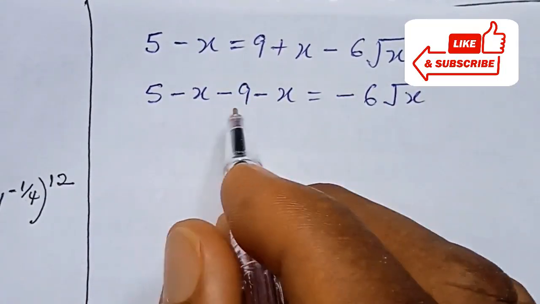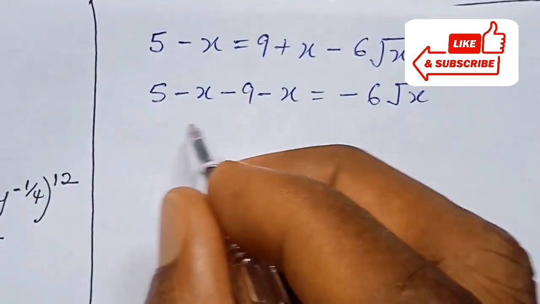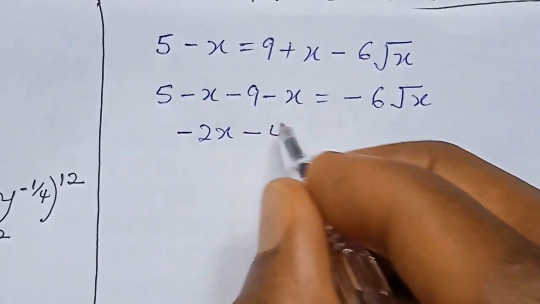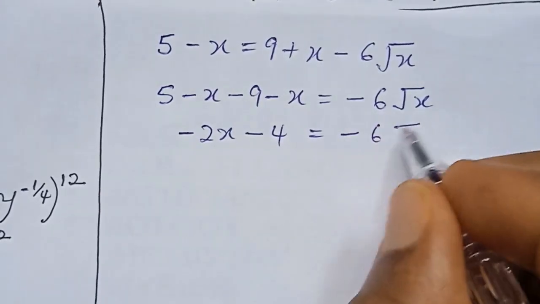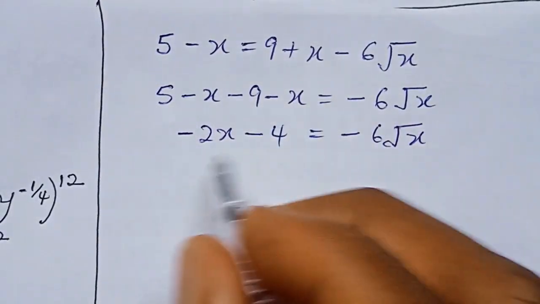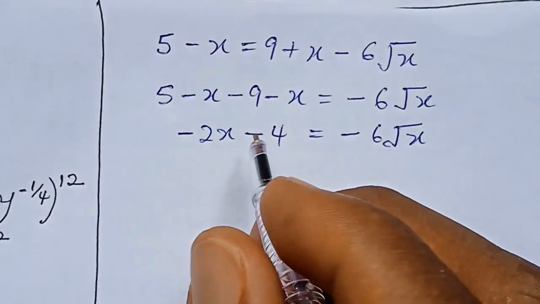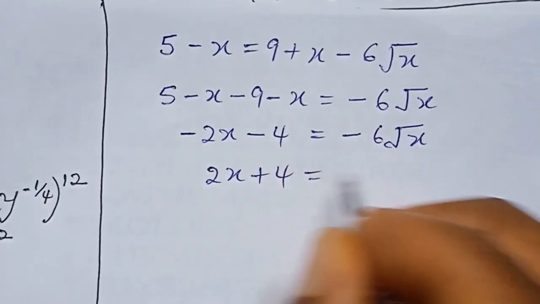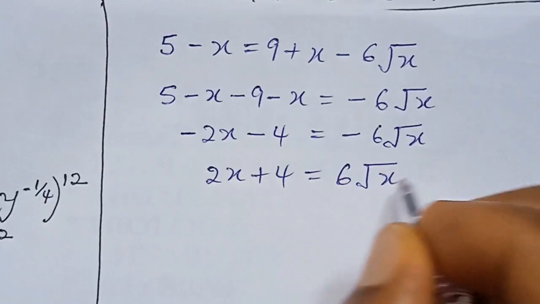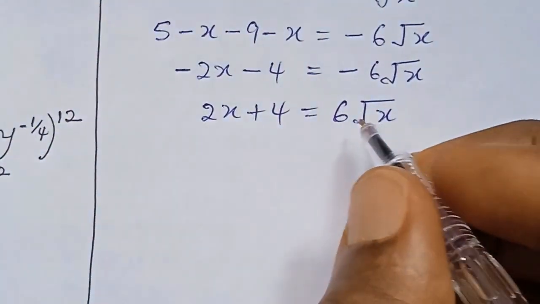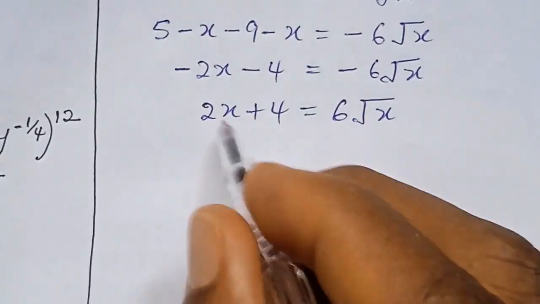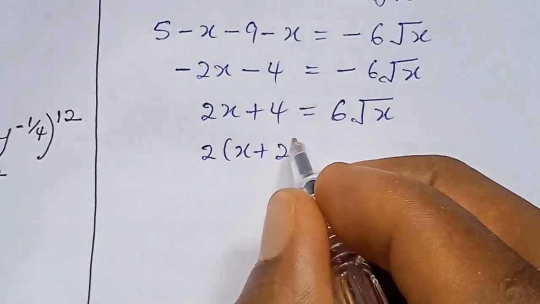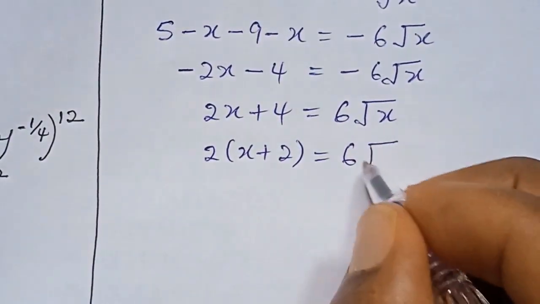So this left hand side then becomes minus 2x minus 4 equal to minus 6 square root of x. So we can multiply both sides by minus 1. So we have 2x plus 4 equal to 6 square root of x. From here we can factor out 2 from the left hand side. You have 2 into bracket x plus 2 equal to 6 square root of x.